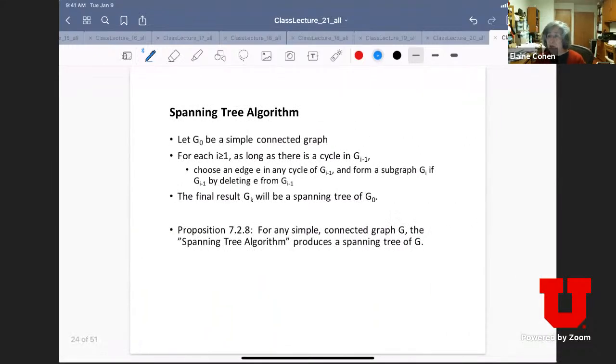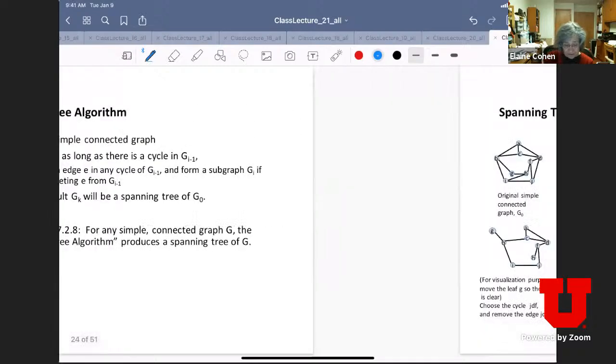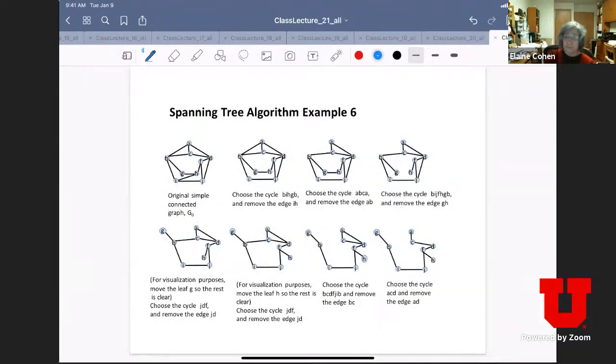So let's talk about spanning trees. Oh, this is the most fun. If G is a connected simple graph, for each i, as long as there's a cycle in Gi minus 1, we're going to take any edge E in the cycle, form a subgraph of G by deleting E from Gi minus 1 to form Gi. So I'm taking away edges as long as there's an edge from a cycle. And we have a proposition that says for any simple connected graph, the spanning tree algorithm produces a tree. So here we have an example. I have a simple connected graph.